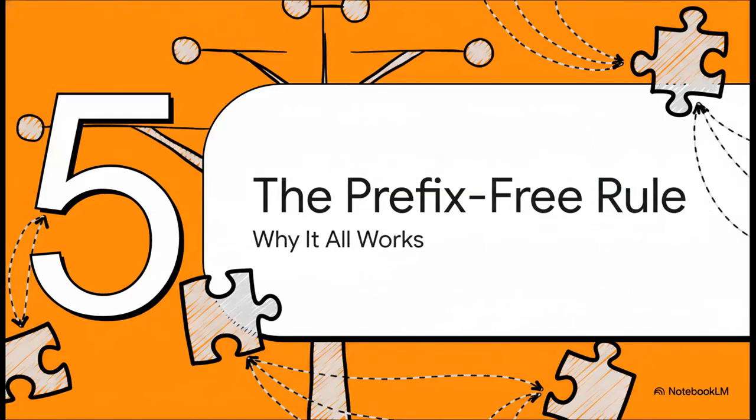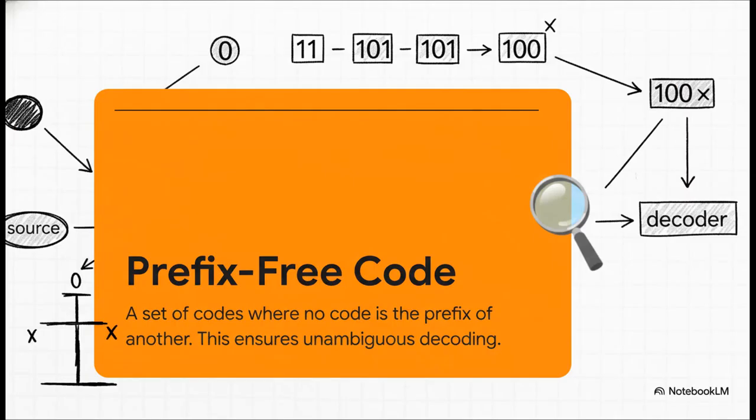But wait, there's one last crucial piece to this whole thing. If you have all these codes of different lengths and you string them all together, how does a computer know where one character's code stops and the next one starts? This is solved by an absolutely amazing property that just naturally comes out of the way we built the tree. This property is called a prefix-free code. It sounds technical, but it's simple. It just means that no code is the beginning of another code.